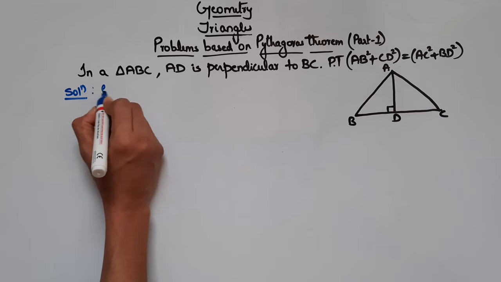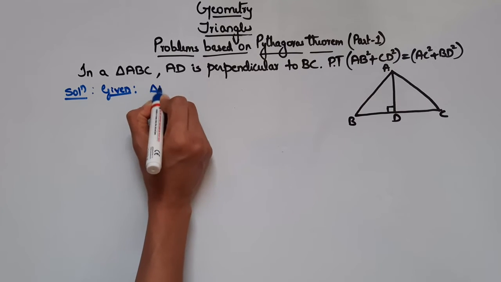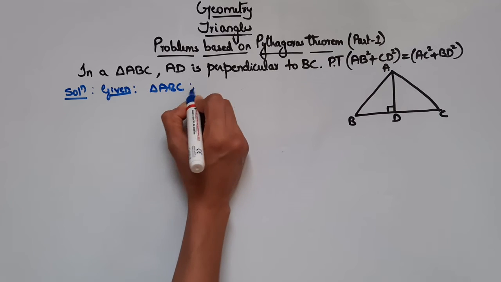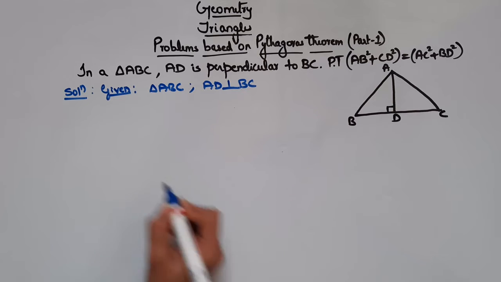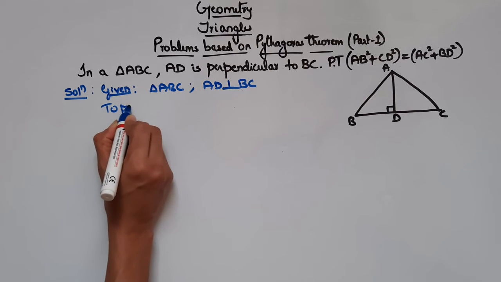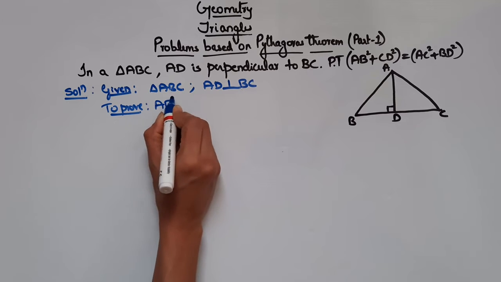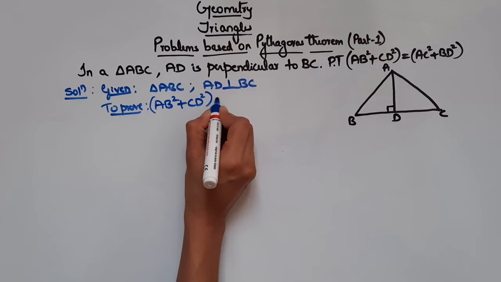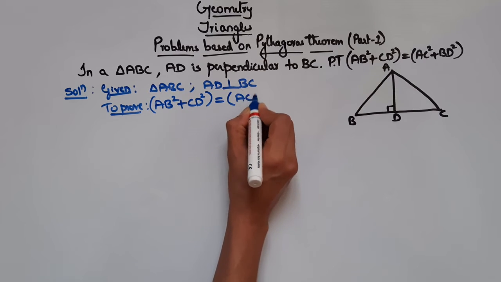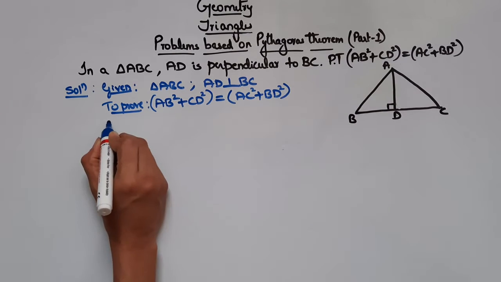So what is given? A triangle ABC in which AD is perpendicular to BC. What we have to prove is that AB square plus CD square is equal to AC square plus BD square. Now let's see the proof.